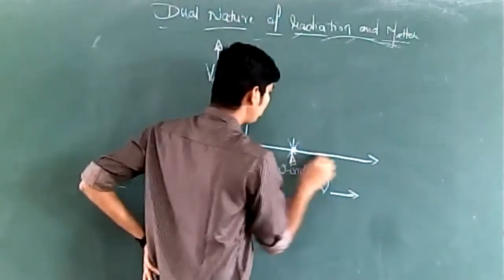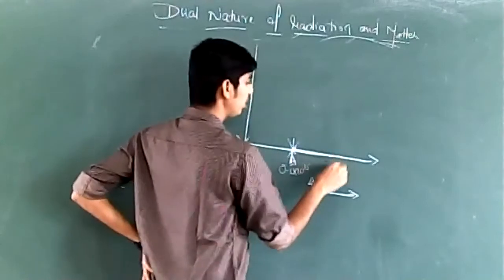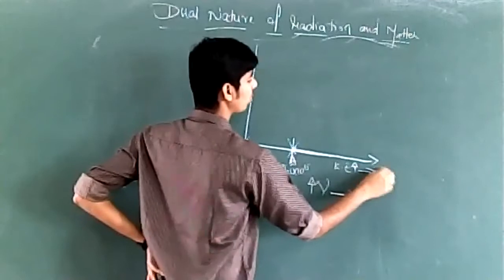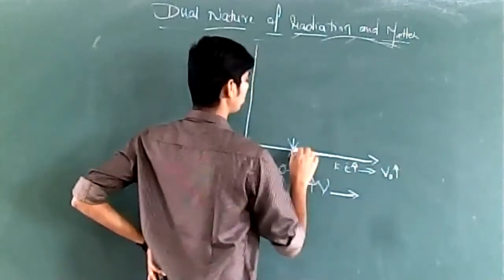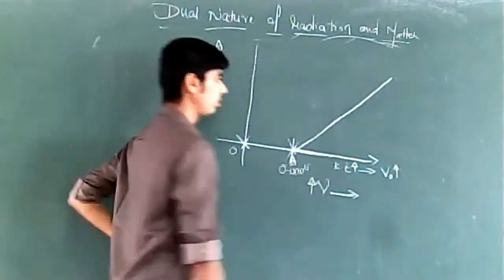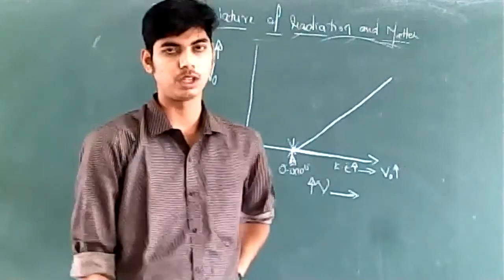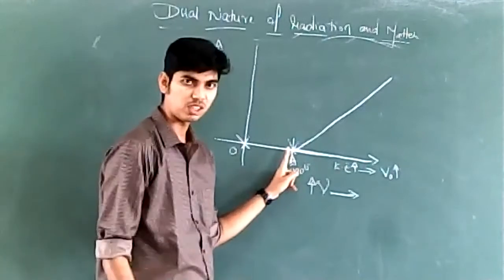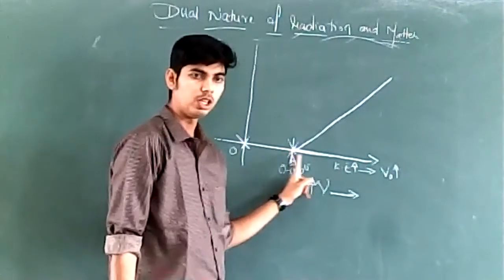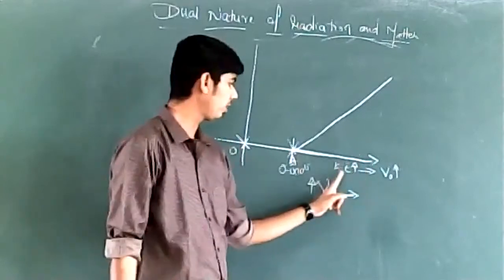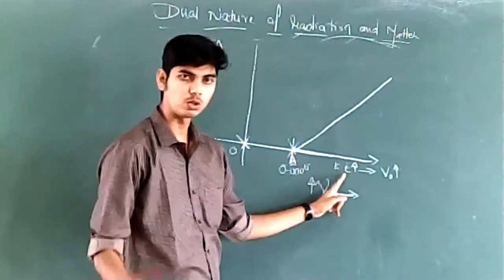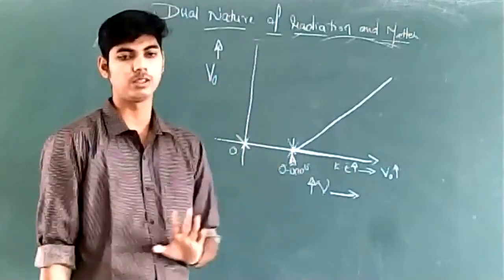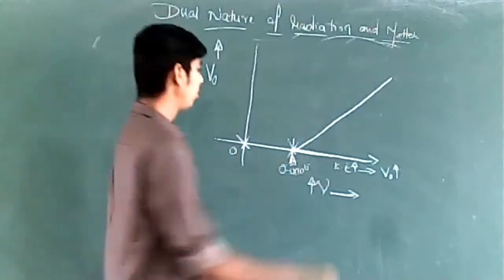From this point, if you go on increasing the frequency, the kinetic energy of photoelectrons increases. If the kinetic energy of photoelectrons increases, the stopping potential also increases. So in the straight line graph, this will be the nature of the graph. Up to this point, no photoelectric effect is observed. From this point, if you increase the frequency of incident light, the kinetic energy of photoelectrons also increases, and correspondingly the stopping potential will also have to be increased.